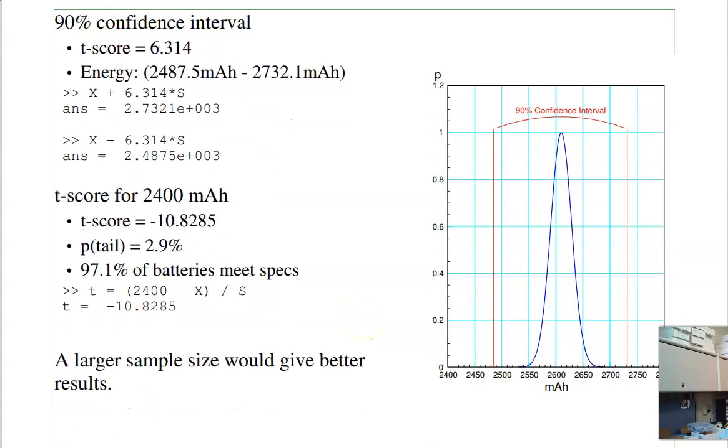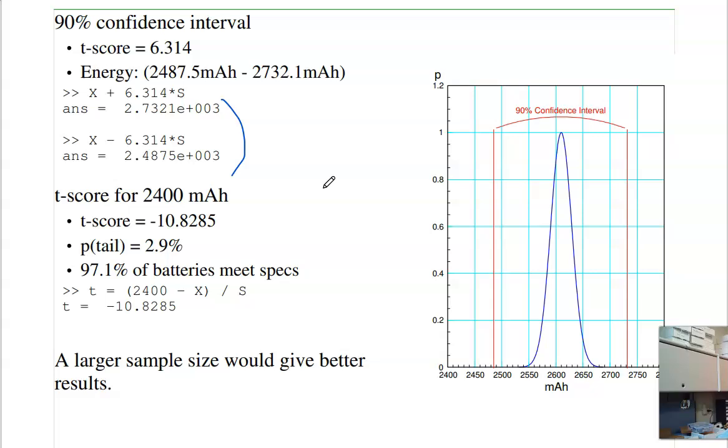With the sample size of 2, the t-score becomes 6.31. Again, when you have less and less data, I need to increase the spread because I'm not that certain about what's going on with only 2 data points. If I collected more data, I'd get better results, but this took like 20 hours to run, so I just got 2 data points. Just using 2 data points, I can find the t-score for 90% confidence interval, and this says I'm 90% certain that each of these batteries has between 2487 and 2732 milliamp hours.